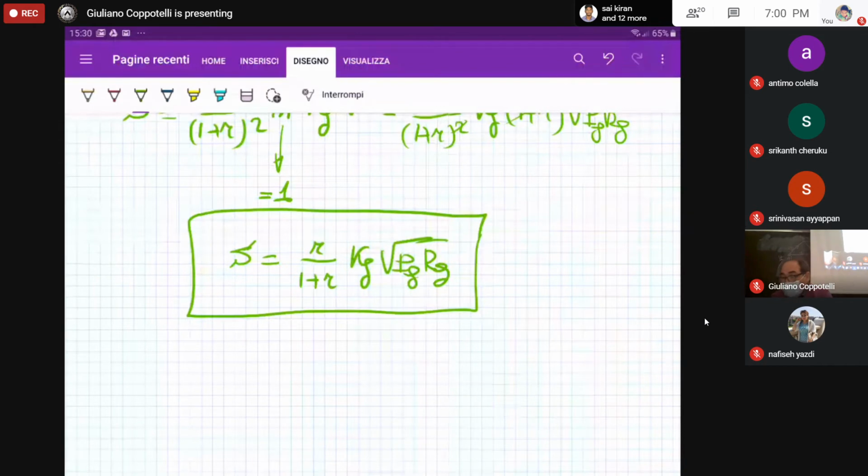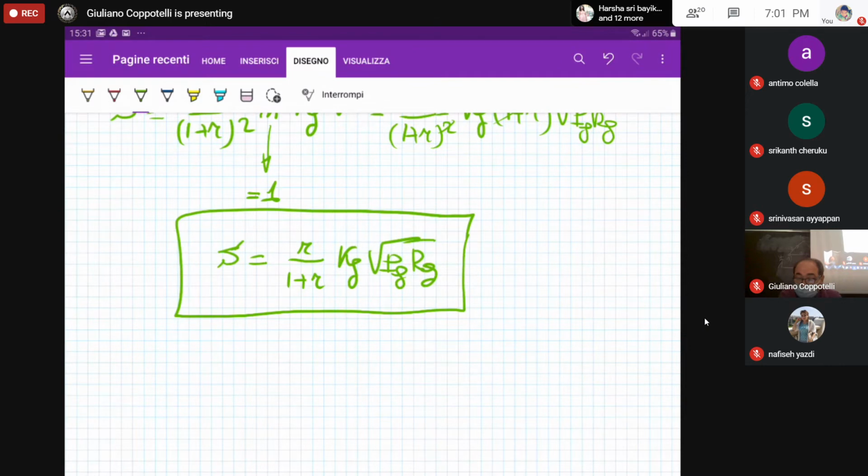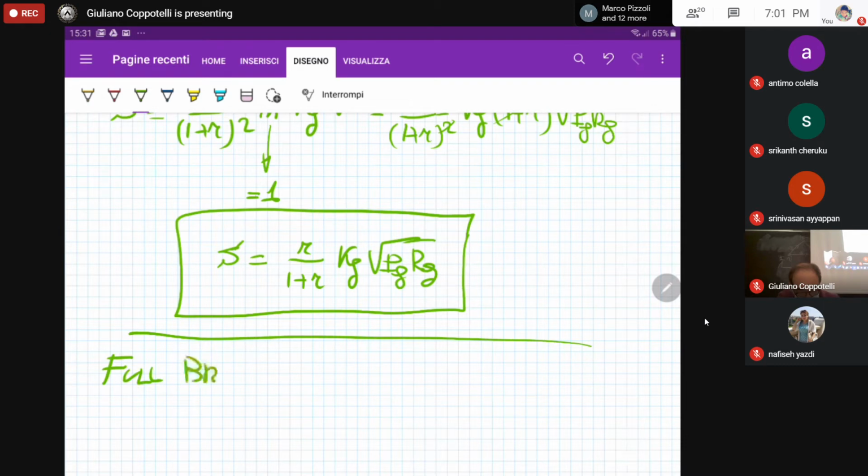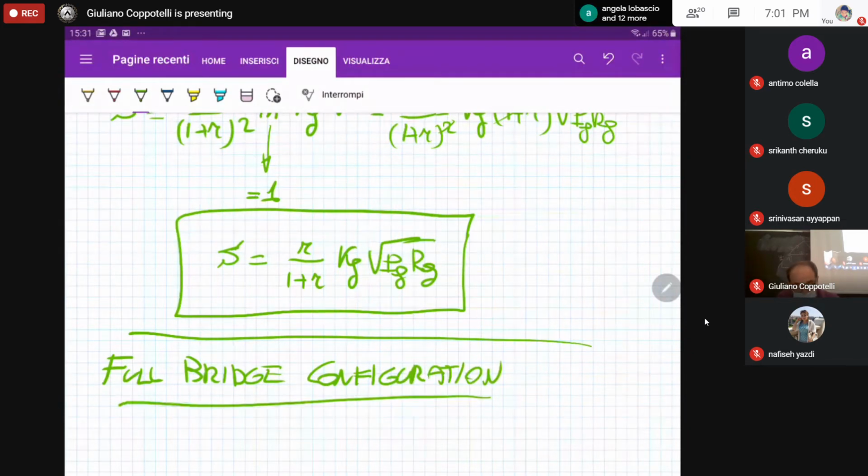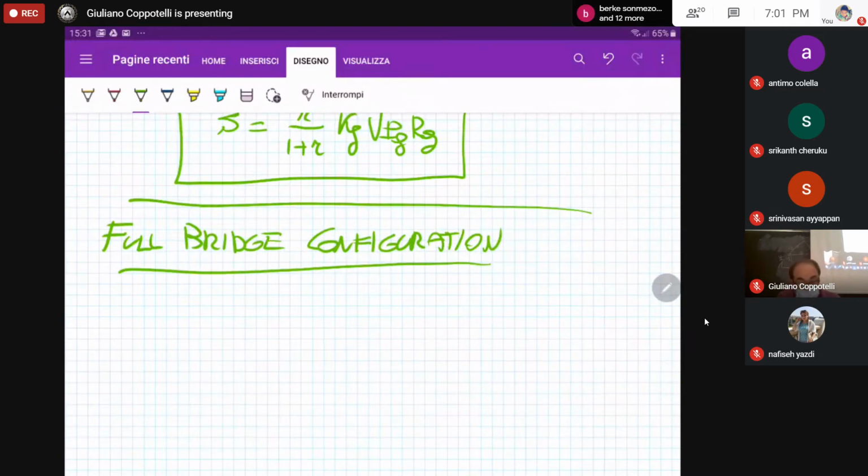Now, let's see, for example, what happens if we are having first a full bridge configuration and then half bridge configuration. Let's start with the full bridge configuration. So full bridge configuration means that we are having 4 strain gauges.